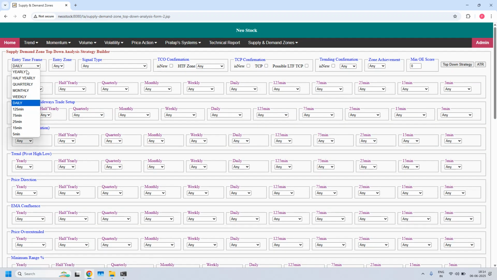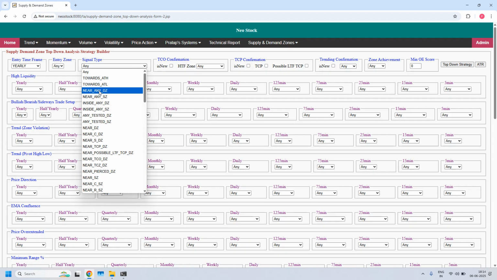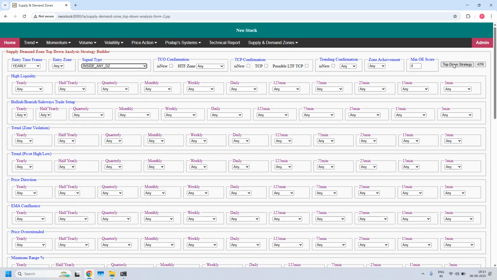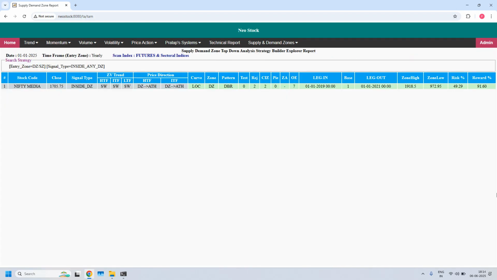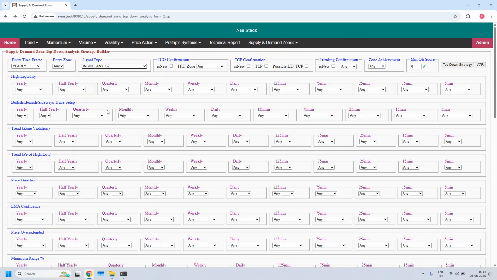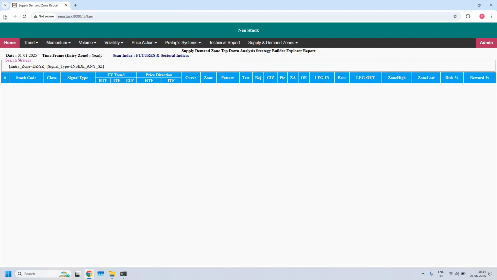Starting with yearly, price closed inside the yearly demand zone. We got one stock. Next, price closed inside the yearly supply zone, no stocks.